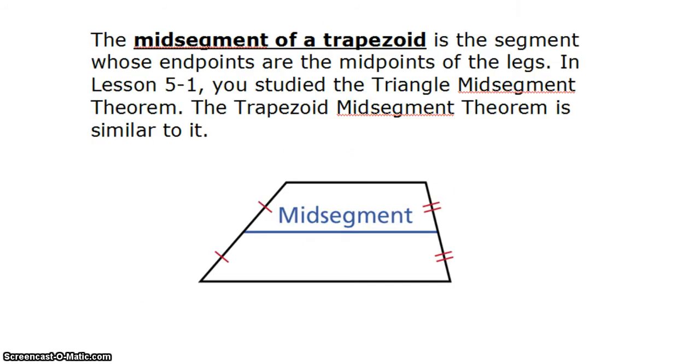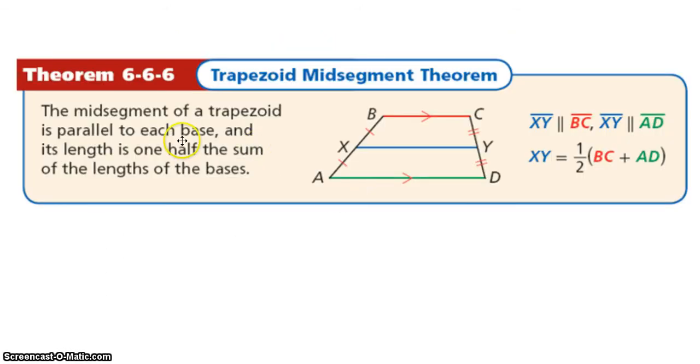Very good. The midsegment of a trapezoid is very much like the midsegment of a triangle, but trapezoids are a little more sophisticated due to their two bases, right? So the midsegment of a trapezoid is the segment whose endpoints are the midpoints of the legs, just like in a triangle. And the theorem that goes along with that is the midsegment of a trapezoid is parallel to each base, and its length is 1/2 of the sum of both bases.